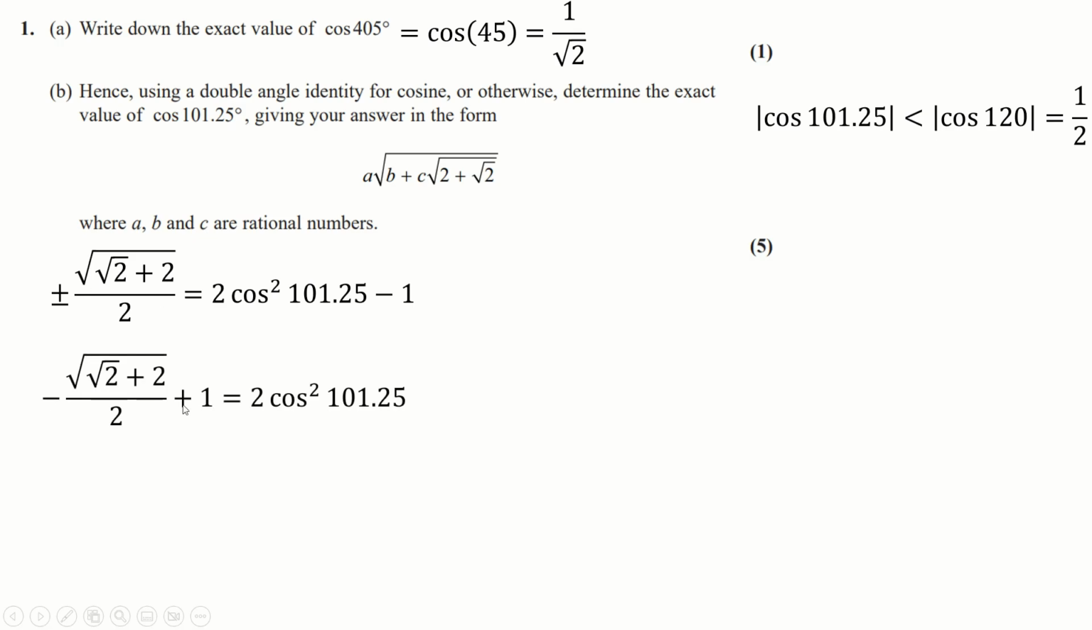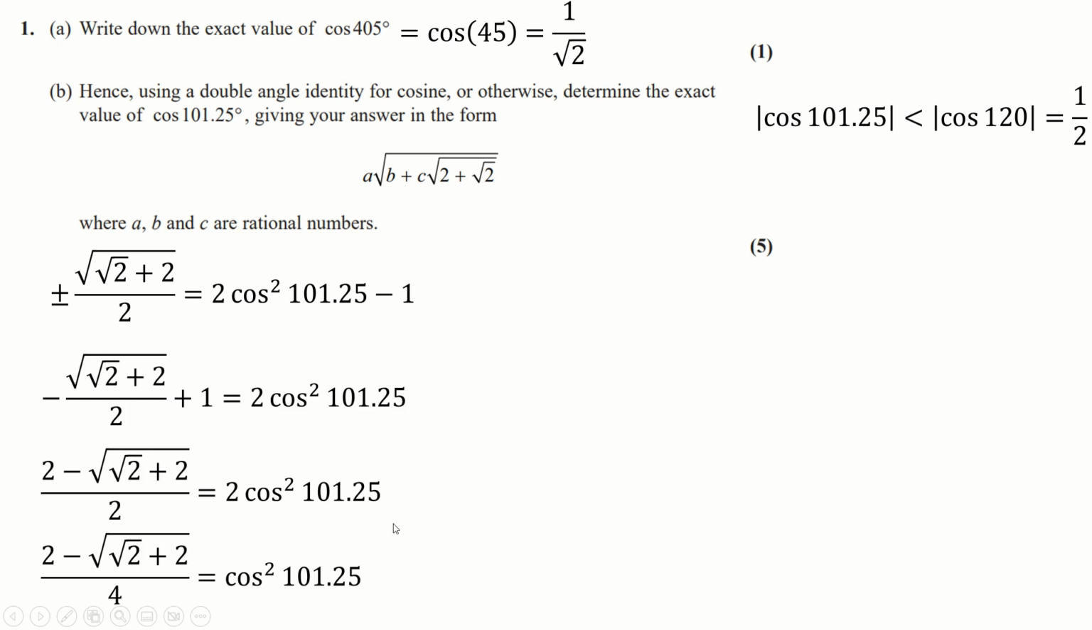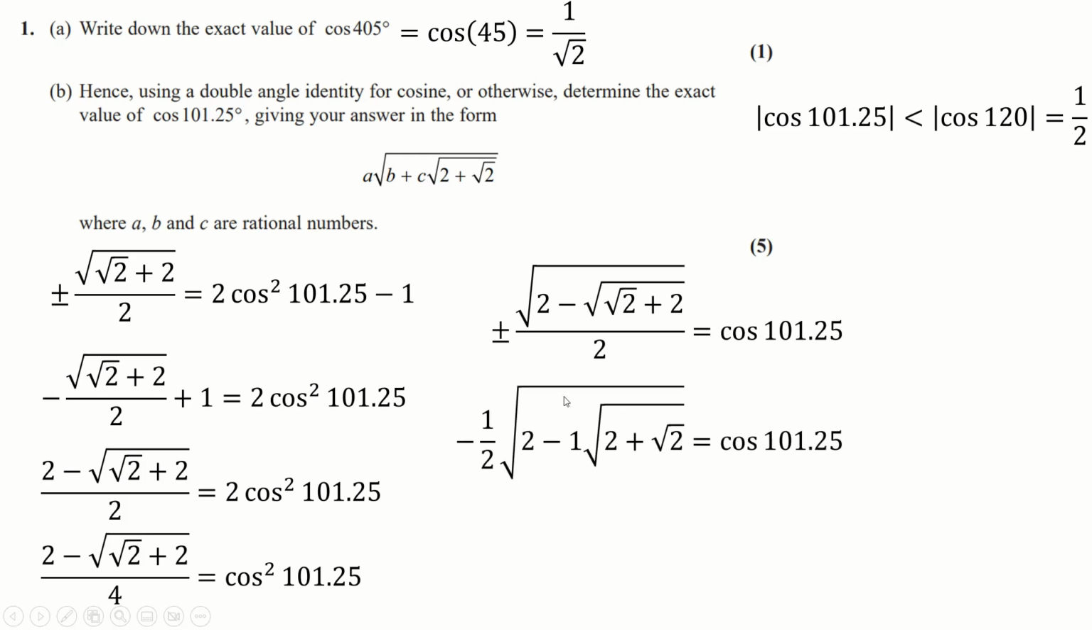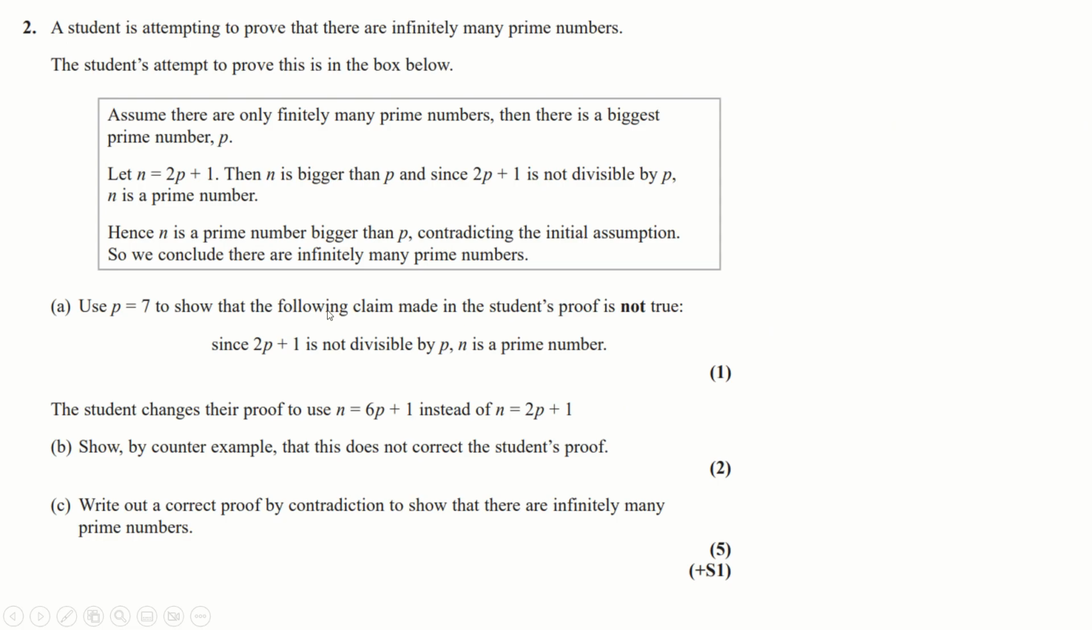I'm going to add 1 to both sides, then divide by 2 again. Okay, first I'm going to put these together, and then I'm going to divide by 2, and then I'm going to square root again. Now, we've already discussed that cos of 101.25 is definitely negative. So we'll take the negative version of that, not the positive one, and then we'll just write it in the exact form they wanted it. And we'll have our answer with A being minus half, B being 2, and C being minus 1, I guess. And everything else matches up.